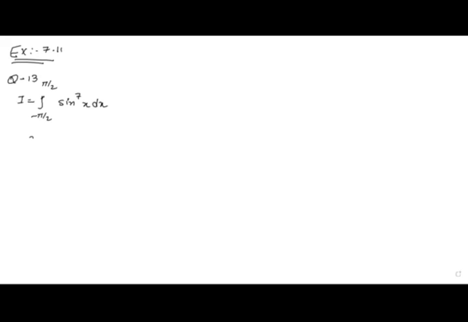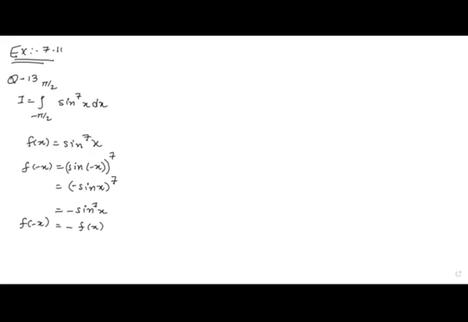Here you can see that my f of x is sine raised to 7x. So if I take f of minus x, then it will be sine of minus x raised to 7. Sine is an odd function, and as the power is odd, I will get minus sine raised to 7x, which is minus f of x. So f of minus x is minus f of x.